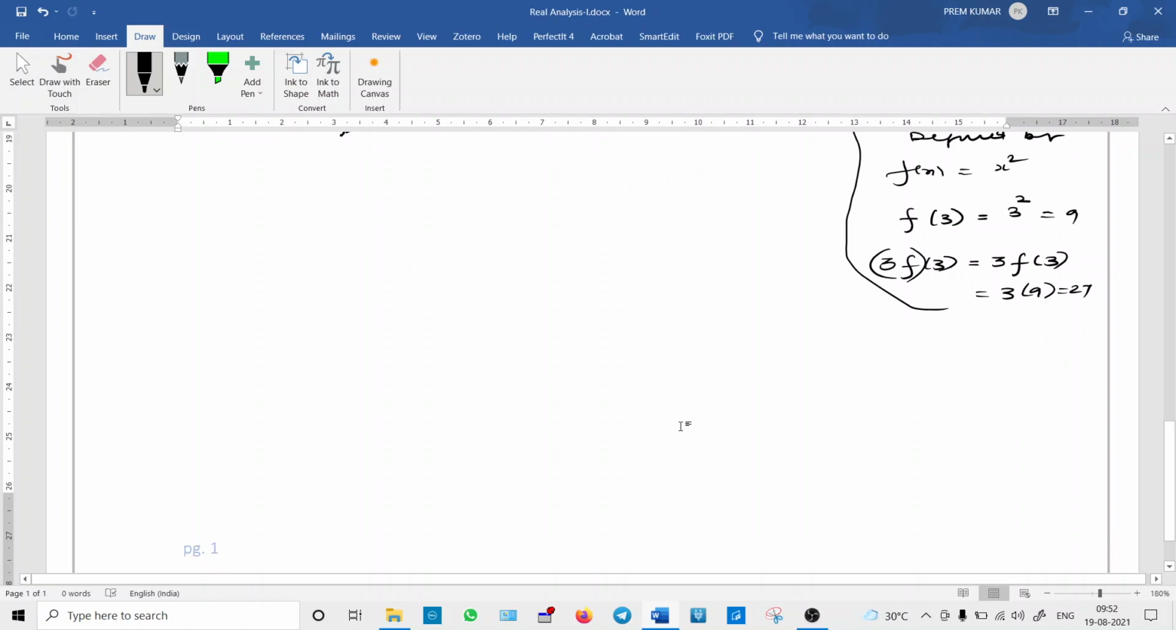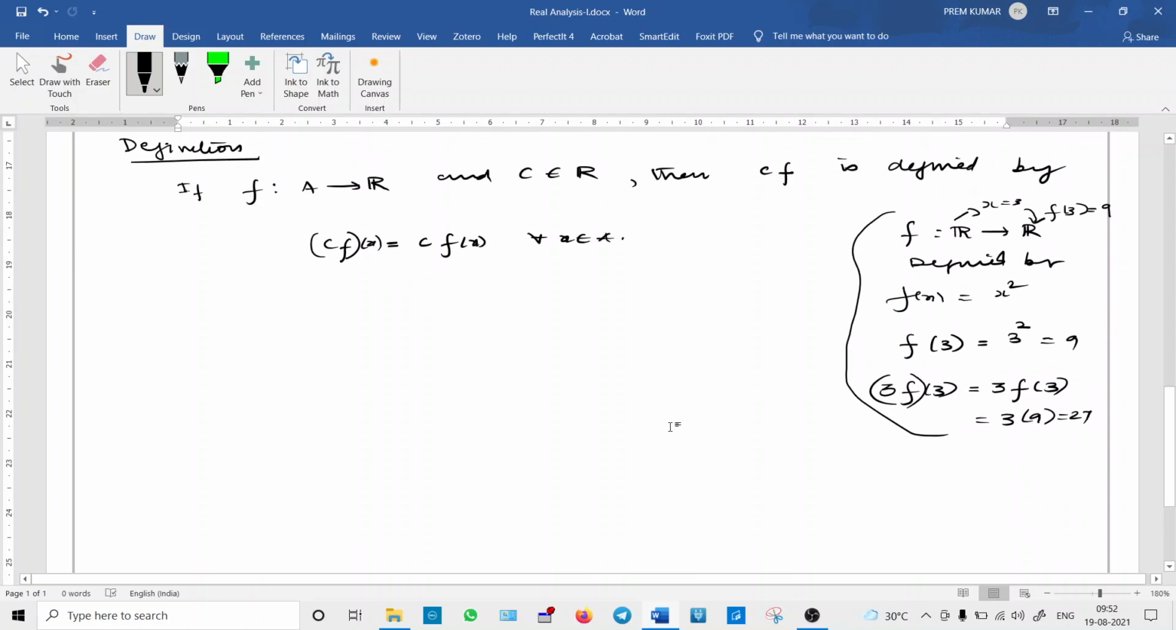Now we are going to define the maximum and minimum of two functions. We know how to find the maximum and minimum of two real numbers. Now what is the maximum or minimum of two functions? That is the next definition.